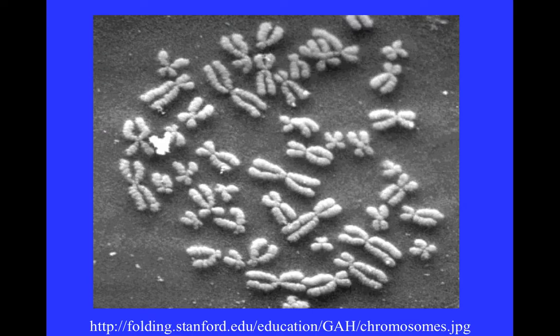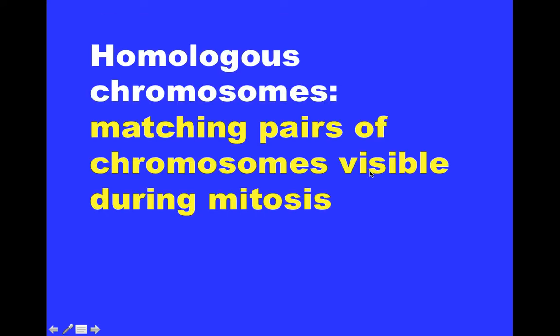Here are the chromosomes that we're focusing on. One of the things we probably will have already talked about in class is that your chromosomes always come in pairs. Take a look right here. You can see some of the chromosomes look like other ones. Can you find a chromosome in here that looks like this one? Another chromosome that looks similar to this one? These are called homologous chromosomes, which means matching pairs of chromosomes that are visible during mitosis.